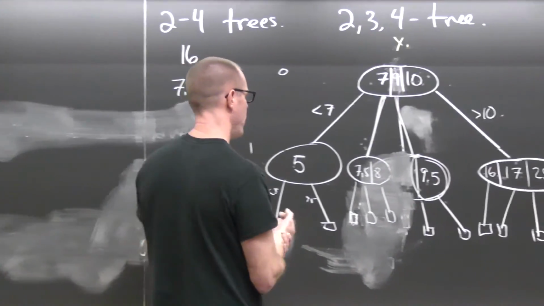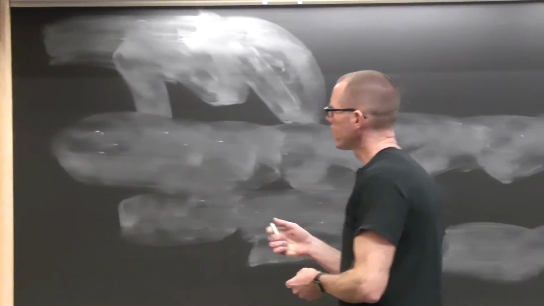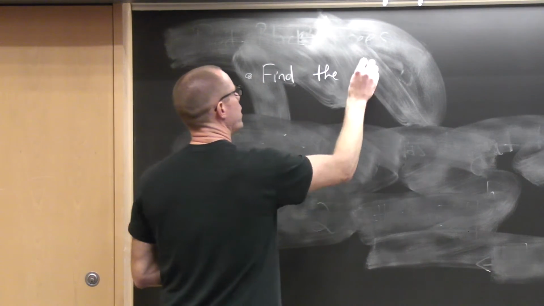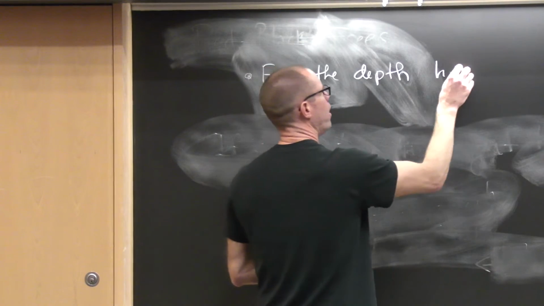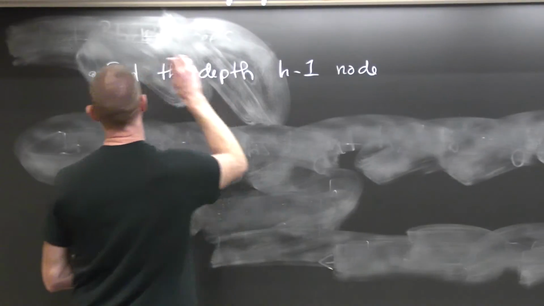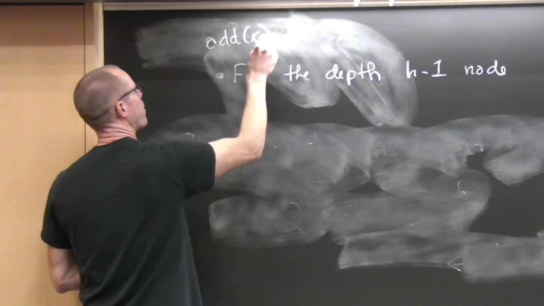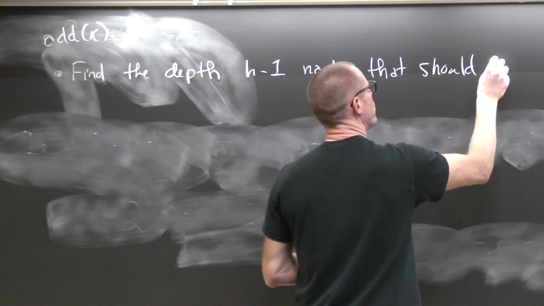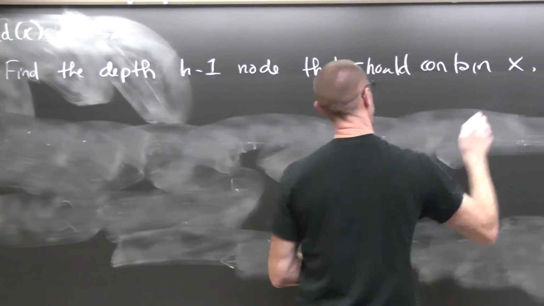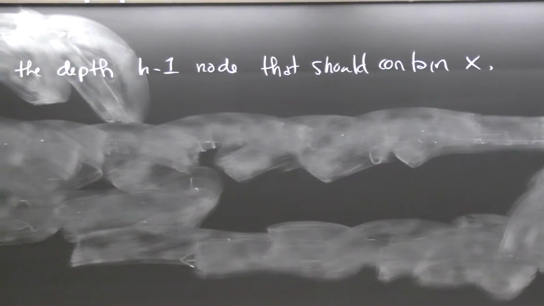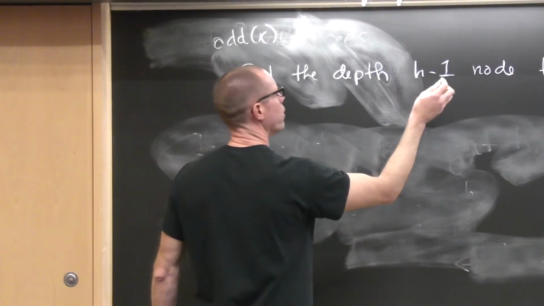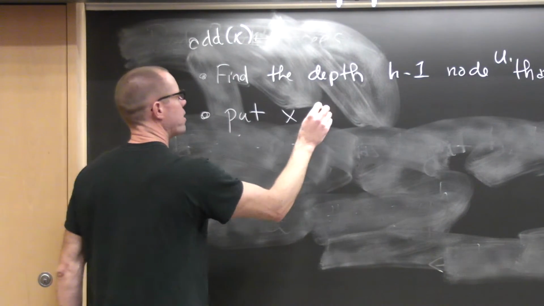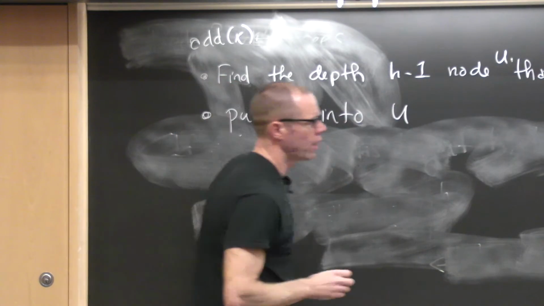So let's think about what we would do in the general case. We do something like: find the depth h minus 1 node that should contain x, to add x. Let's call that node u. And then put x into the node u. That's what we did down here.